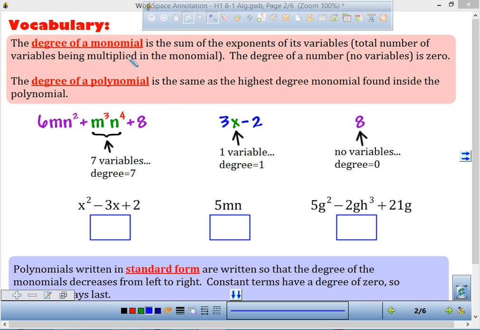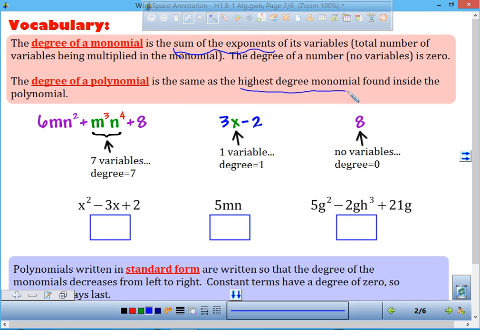Okay, so talking about the degree of a polynomial or a monomial, when you're talking about the degree of a monomial, you add all of the exponents. So that's going to be the sum of the exponents. The degree of a polynomial is the highest degree of any monomial inside of that polynomial.